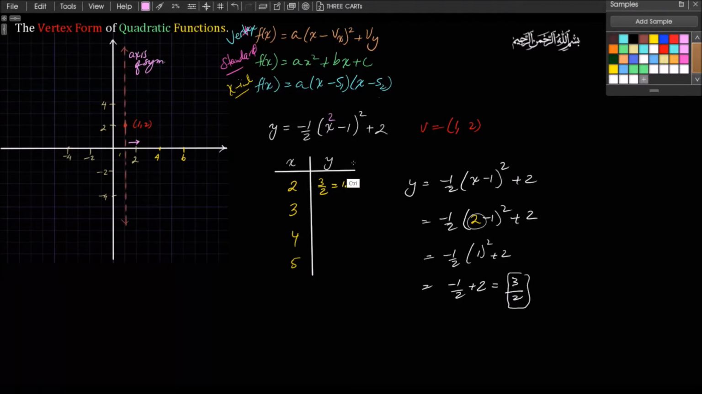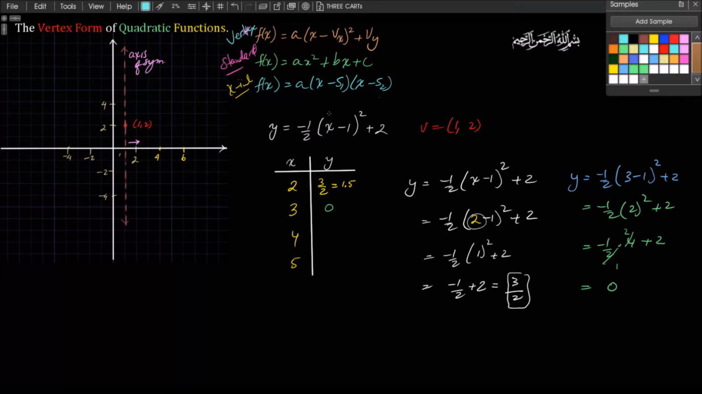But in the end, it's not so bad. On the other hand, if you put a 3 in there, you get y equals negative 1/2 times (3 minus 1) squared plus 2. So this is negative 1/2 times 3 minus 1 is 2, squared, plus 2. So this is negative 1/2 times 4 plus 2. 2 goes in there one time, that's 2. That's negative 2, and that is 0. And that's quite convenient right there.